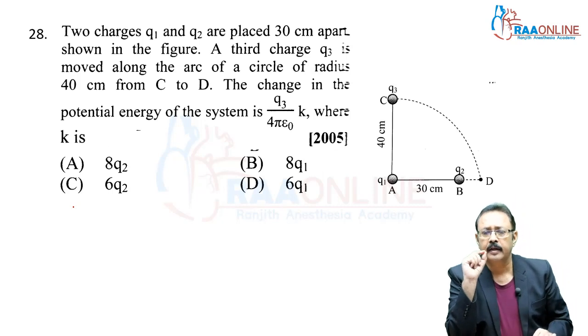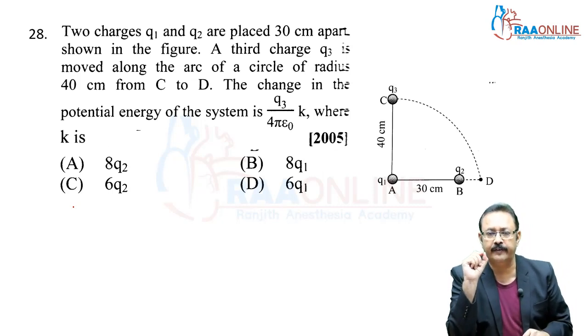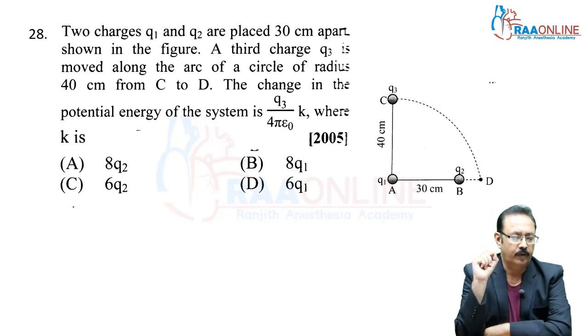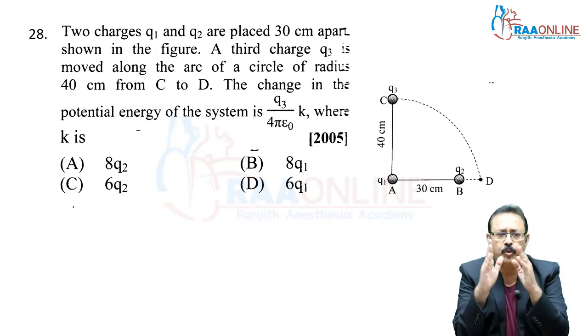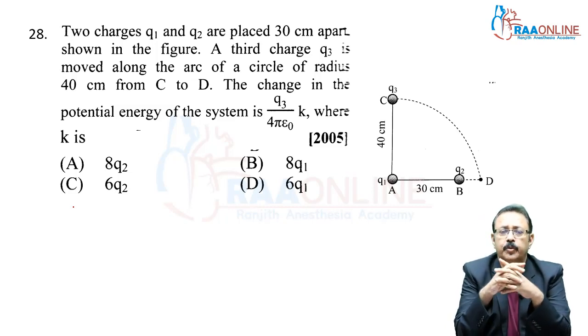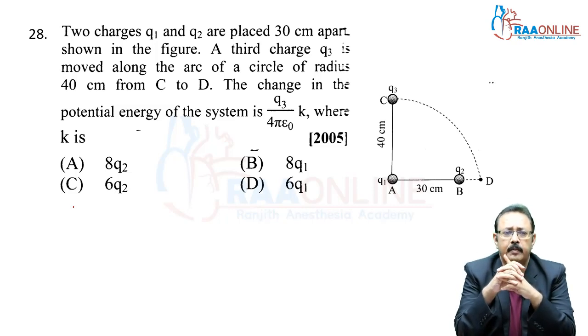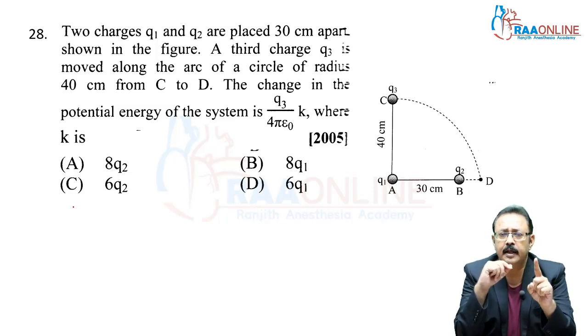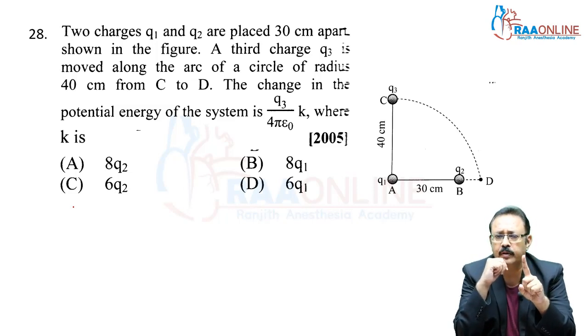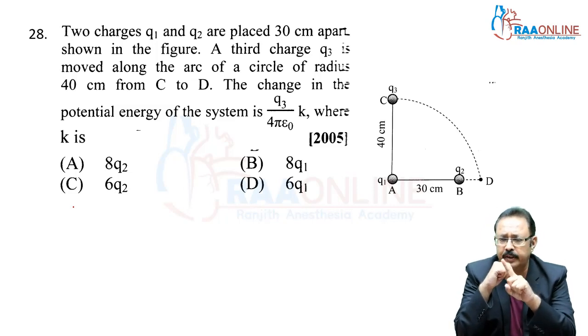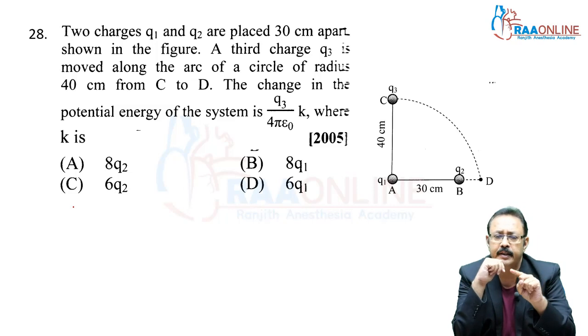Next, it is from 2005 AIPMT. What are they asking? Two charges Q1 and Q2 are placed 30 centimeter apart. Figure is there. A third charge Q3 is moved along the arc of a circle of radius 40 centimeter from C to D. The change in the potential energy of the system is this.